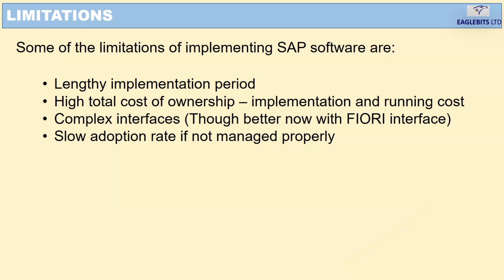Then slow adoption rates if not managed properly. Whenever you're implementing, as with any other software, there has to be a proper change management plan in place. There is the slow adoption rate, especially if not managed properly. If, for instance, you're transitioning from a legacy system into SAP, we always know that users will prefer the old way of doing things. So you have to bring in a change manager and also a value realization manager, so that the users will understand the benefits, and adoption will be managed properly.